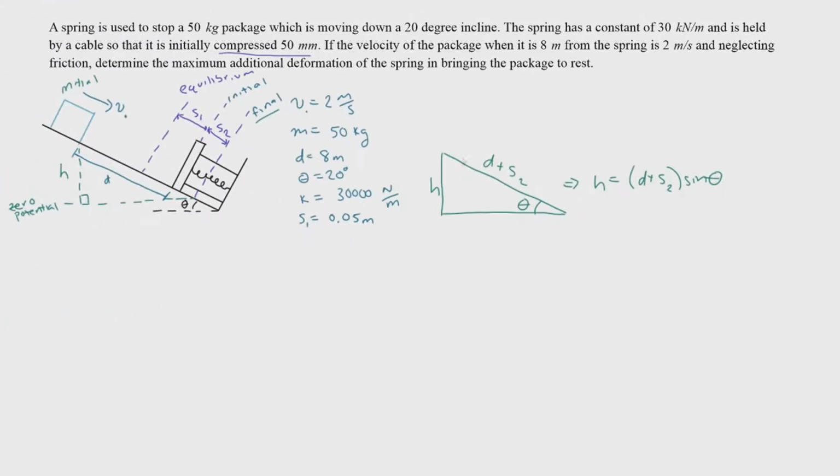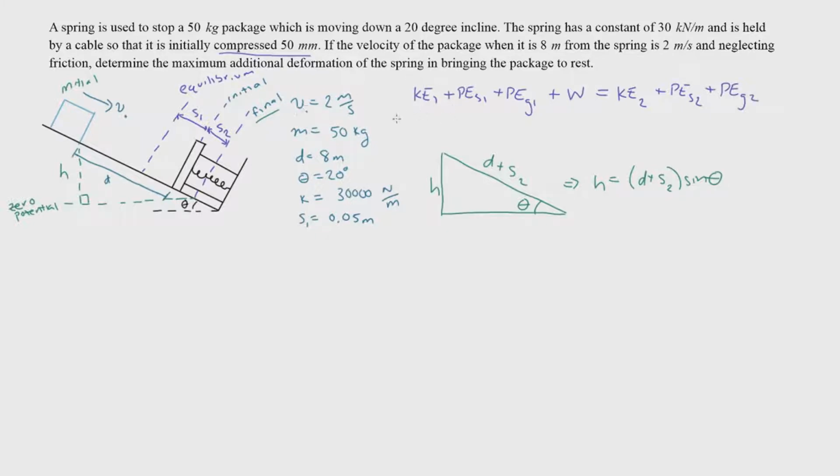Now that we have that, we just have to define our work energy equation. We're going to define the initial kinetic energy of the box, KE1, plus the potential energy of the spring, which is initially compressed, PES1, and then the gravitational potential energy of the box, PEG1. And then any work being done by external or non-conservative forces, W. And that's going to equal the final kinetic energy of the box, plus the final potential energy of the spring, plus the final potential energy due to gravity of the package.